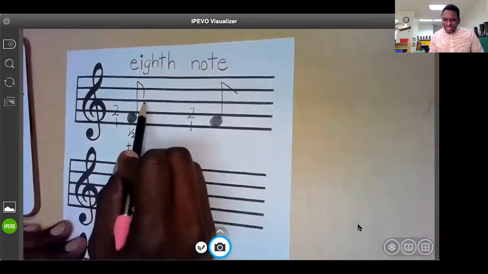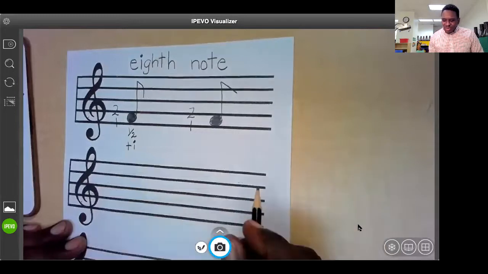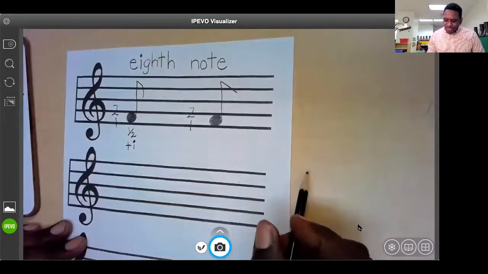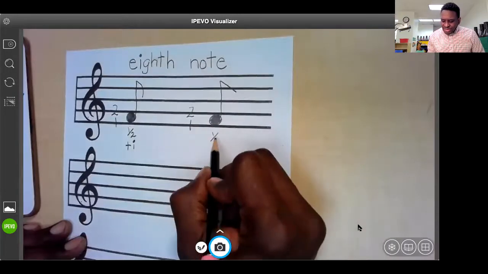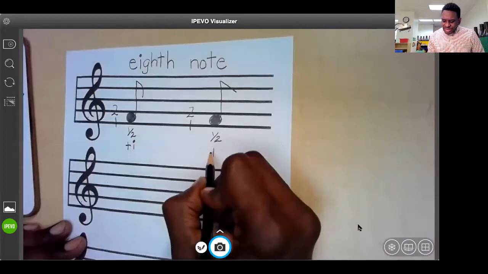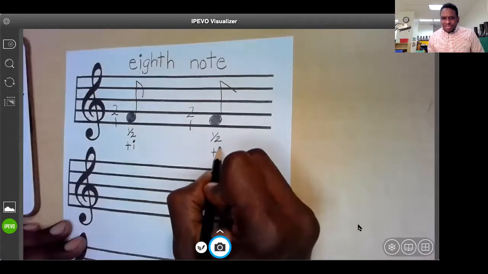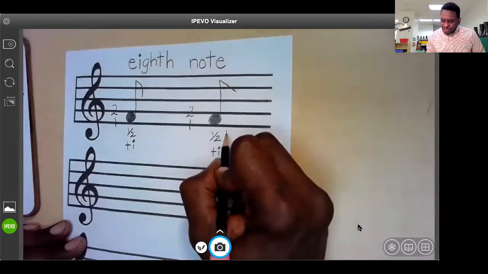I did it two different kinds of ways. Either way, it is okay. We will know that that is an 8th note. Okay, how many beats is an 8th note? It's half a beat. And we're going to say T. I'm going to add something so that you will remember half, and then we're going to write beat.